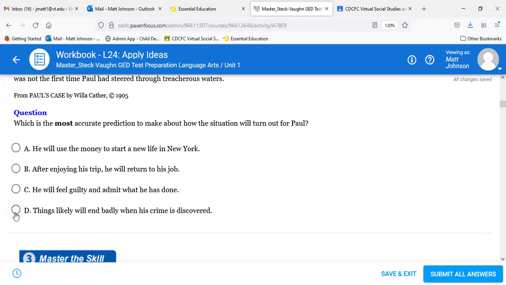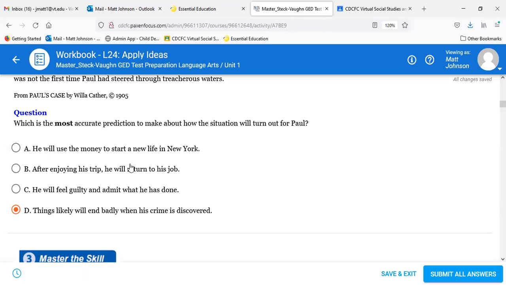D. Yeah, probably not going to go well for him. And again, that's thinking about plot, thinking about building tension in a story and things like that. If he just goes to New York and there's no repercussions for it, that's not much of a story. Using the money to start a new life in New York, or returning back to his job, also, that's not very interesting if there's no repercussions for what he did.